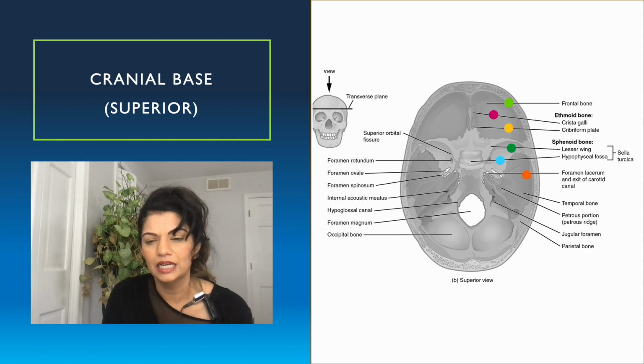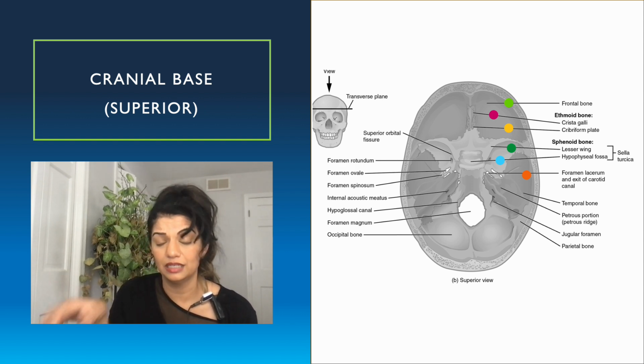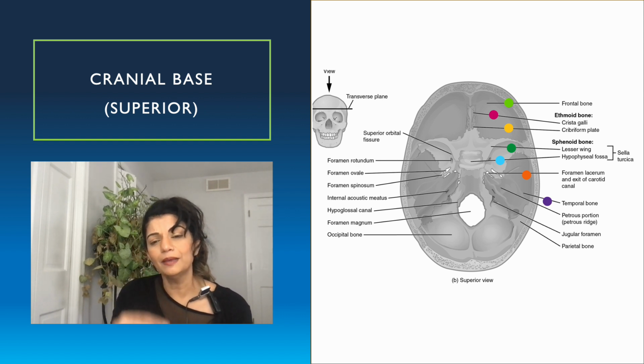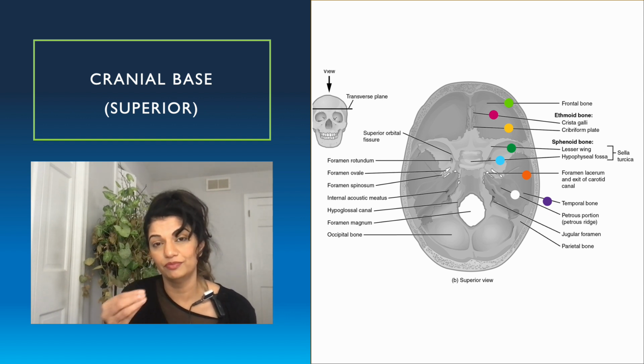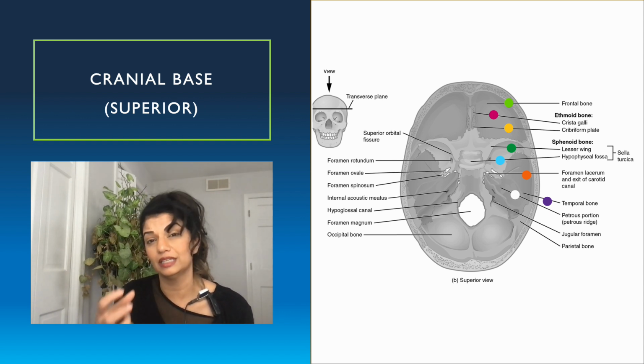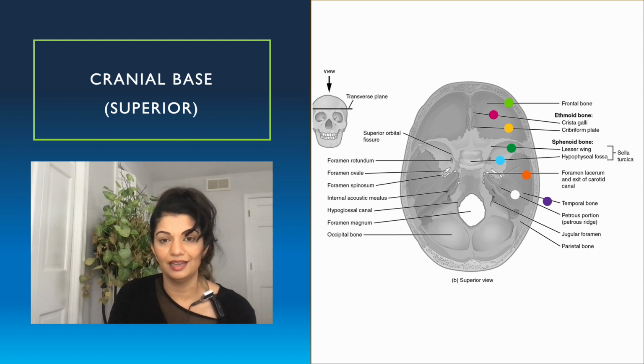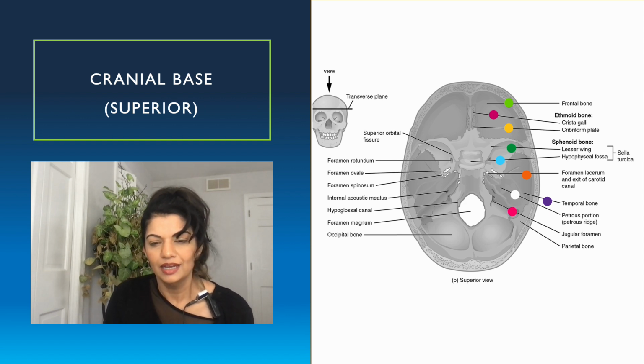Next, we've got foramen lacerum, and I'm going to discuss all the foramen in the next slide, so I'm not going to talk about it anymore here. And then we've got the temporal bone, which is fairly easy to identify, but there is a petrous region of the temporal bone that you need to think about, and that actually houses the inner ear. So very important that you know that aspect too. Then we've got the jugular foramen. Again, we'll discuss it in a bit. Parietal bone, occipital bone, foramen magnum, which you know, and the hypoglossal canal.